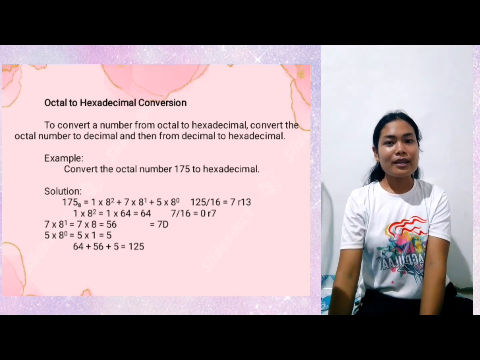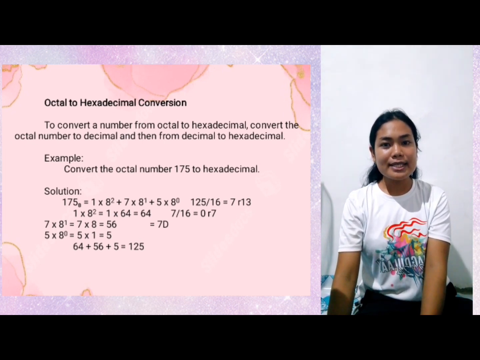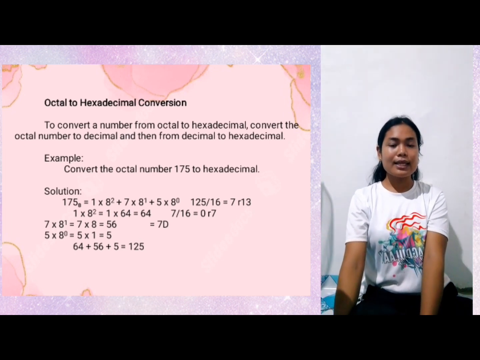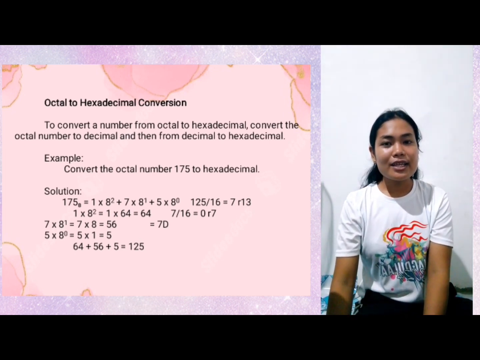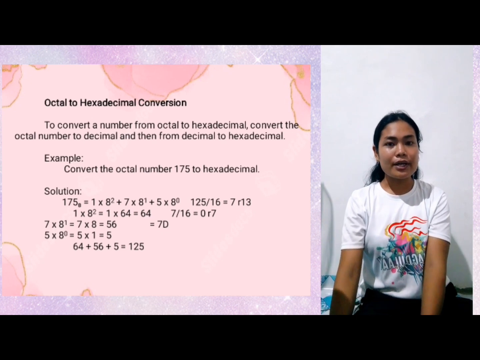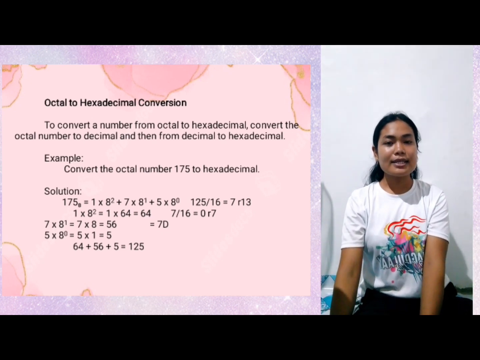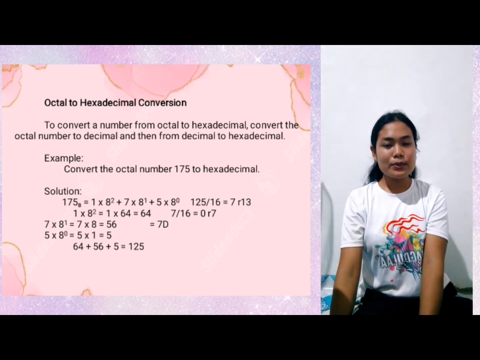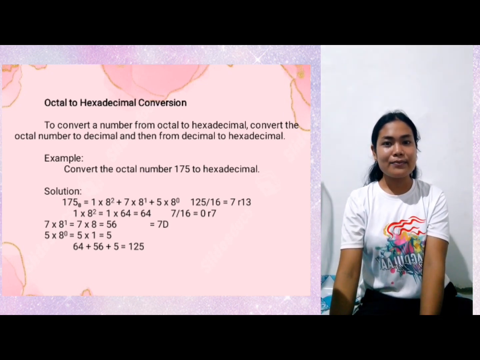Step 2. Convert 125 to hexadecimal. 125 divided by 16 equals 7, remainder 13, which is D. 7 divided by 16 equals 0, remainder 7, which is 7. Now, write the remainders in reverse order: 7D. So 125 decimal is equal to 7D in hexadecimal.